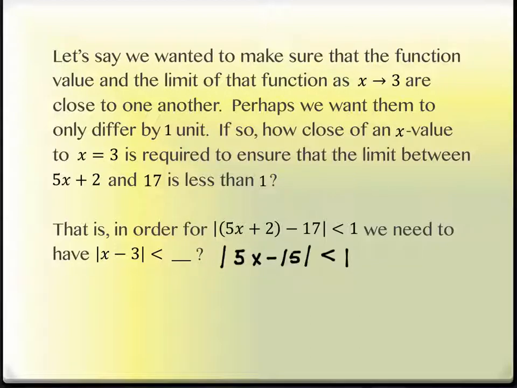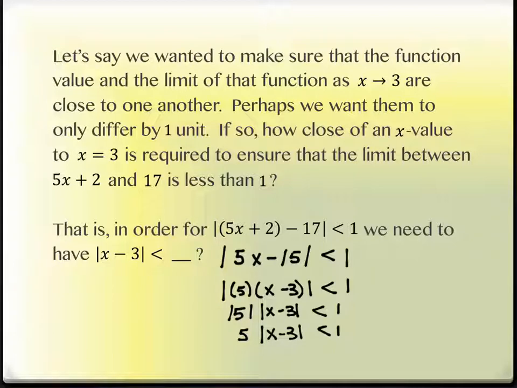5 and 15 have a factor in common, namely a 5. So I can factor it out. You can actually think of it like this: I'm taking a 5 out, and then this would be x minus 3. But what's the absolute value of 5? Yeah, it's 5. So it's just 5 out here in front, x minus 3. I still have that less than 1 on the right.